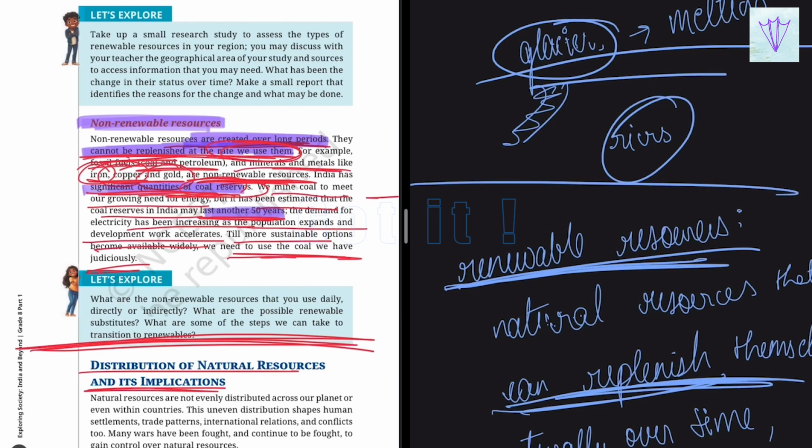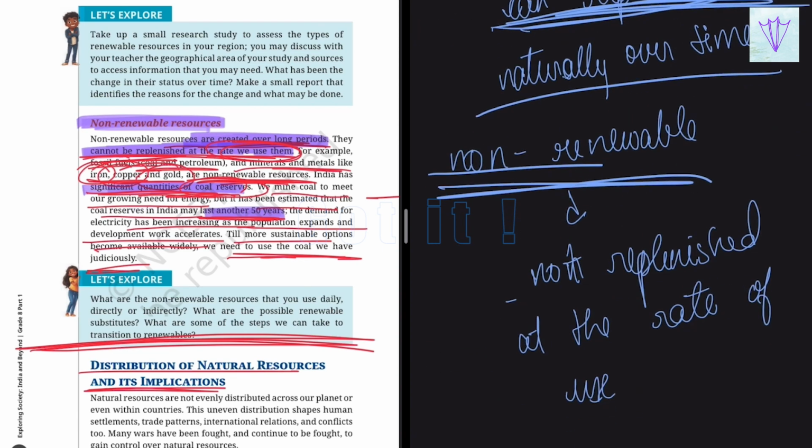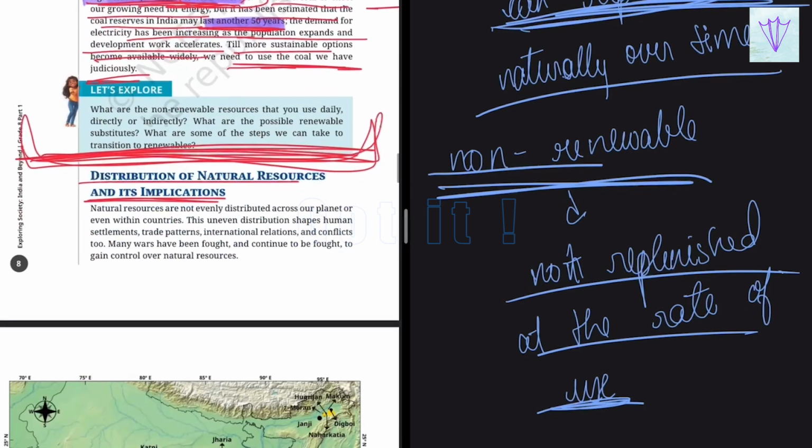And the next categorization of the resources is renewable and non-renewable resources. Renewable resources are resources that can replenish themselves over a period of time naturally, either with natural processes or by human intervention. Non-renewable resources cannot be replenished at the rate of their use because it takes billions or millions of years for their formation. So with this, we'll wind up this part, and in the next part we'll be completing this chapter.